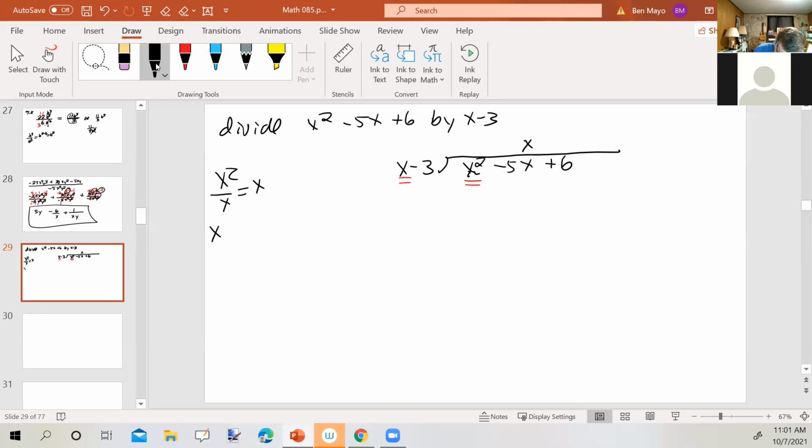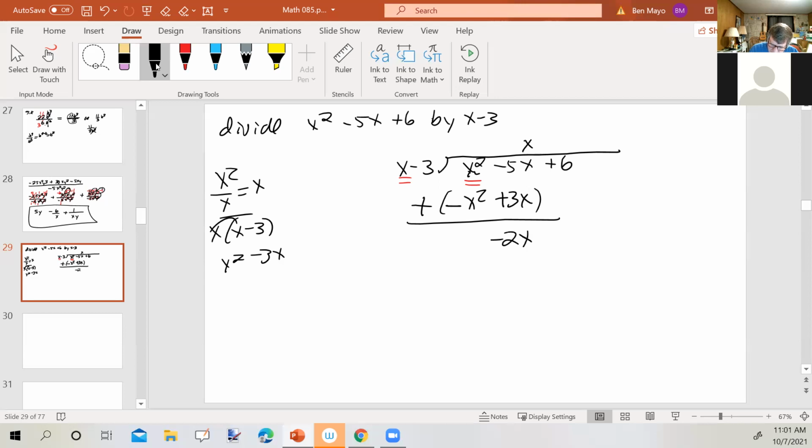Then we take that x times the divisor, x minus 3. Distributing, we get x squared minus 3x, which goes there. Then we draw a line and subtract that entire quantity from what's up above. We change subtraction to addition of the opposite, as if we were distributing the minus sign. So we get plus, minus, plus. X squared plus negative x squared is 0. Negative 5x plus 3x is negative 2x. Bring down the next term and continue the same process again.